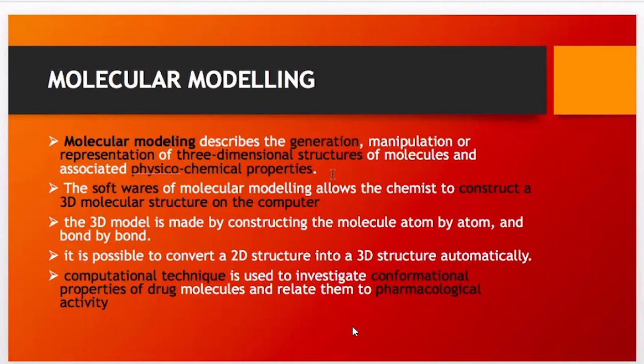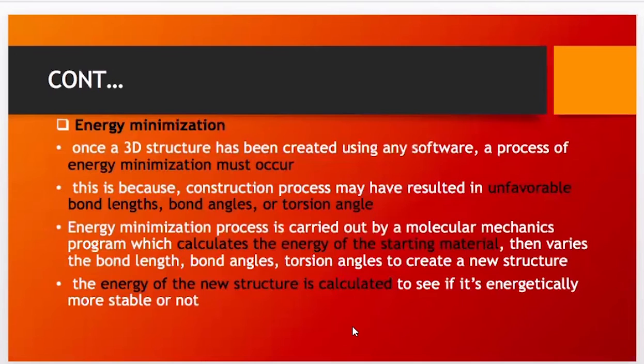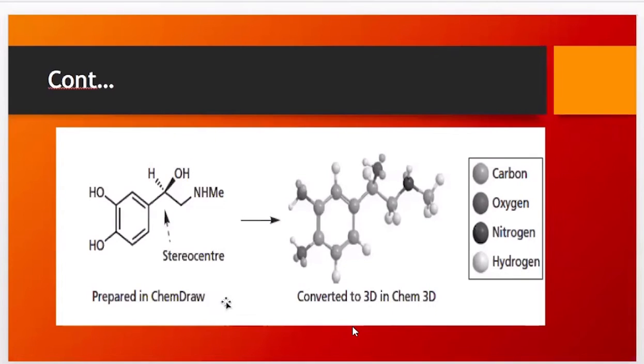So basically, that's what we're dealing with in molecular modeling, even as we try to make a 3D structure from a 2D structure. And this is an example. When we talked of ChemDraw, we said we are making a 2D structure. So this is a 2D structure that you have made from your ChemDraw. But this structure can be converted to a 3D structure using molecular modeling applications.